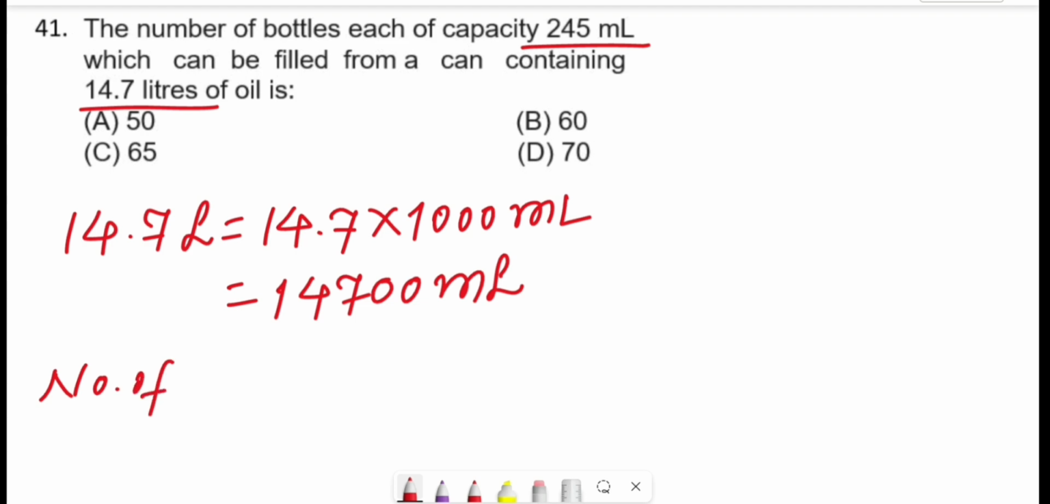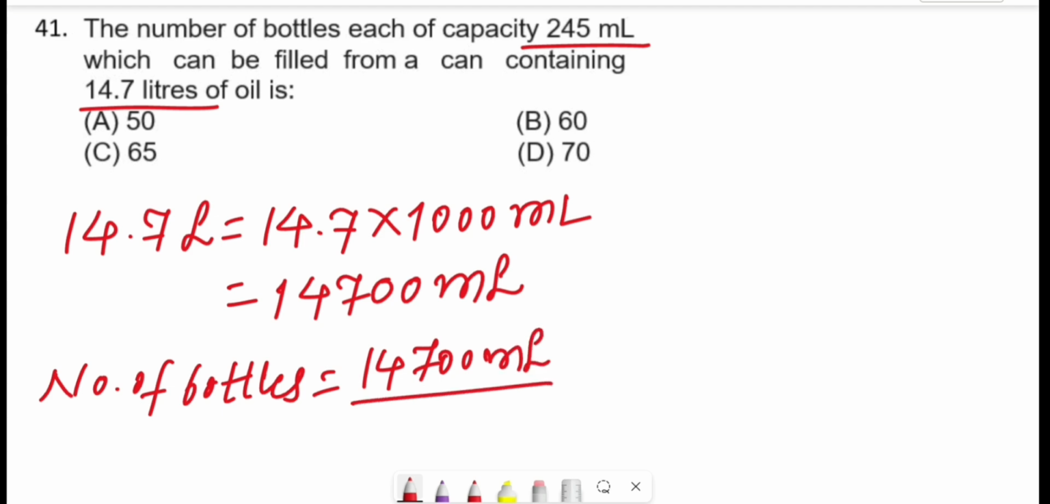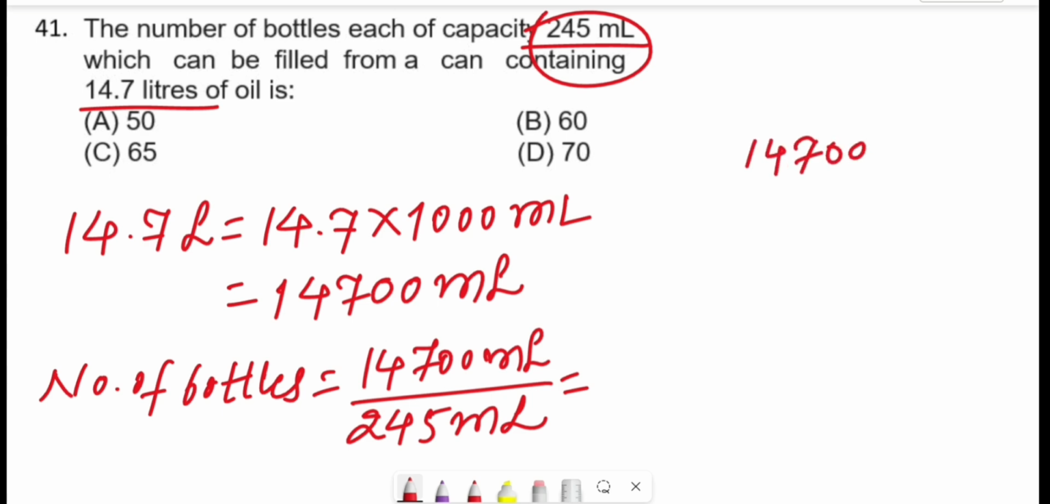Number of bottles is equal to, the formula is total capacity divided by capacity of one bottle. So here total capacity is 14,700 ml divided by one bottle capacity, which is 245 ml. So let us do the division. So we'll get the answer. 14,700 divided by 245. Okay, by using 6 we can divide it completely.